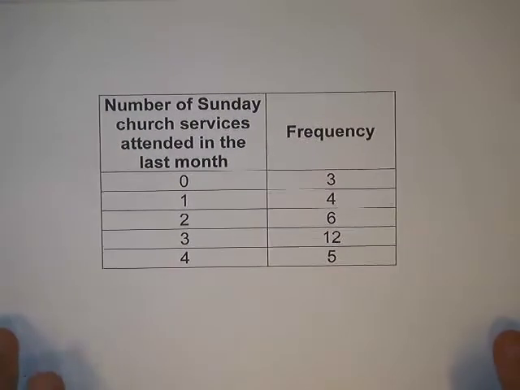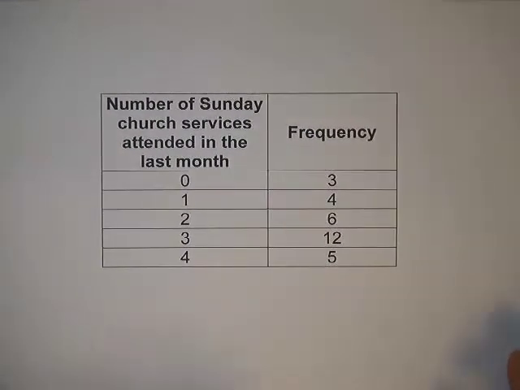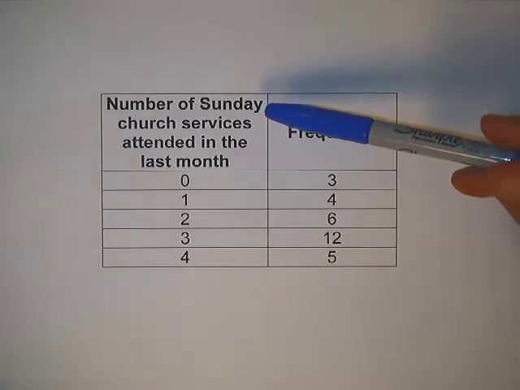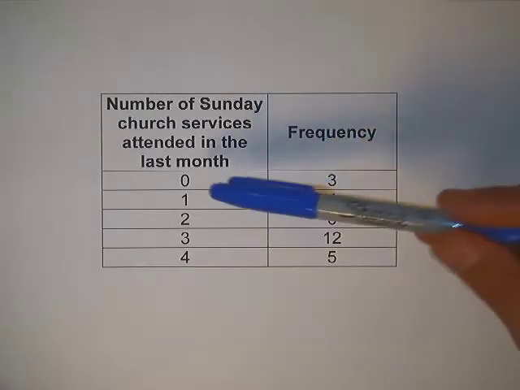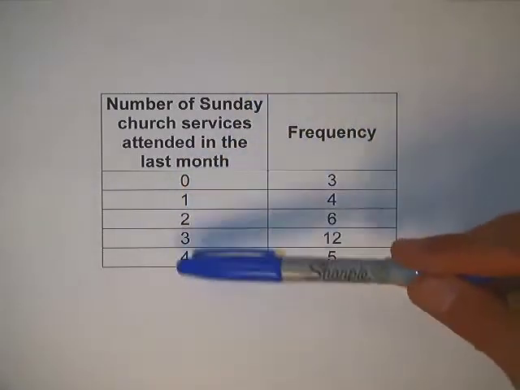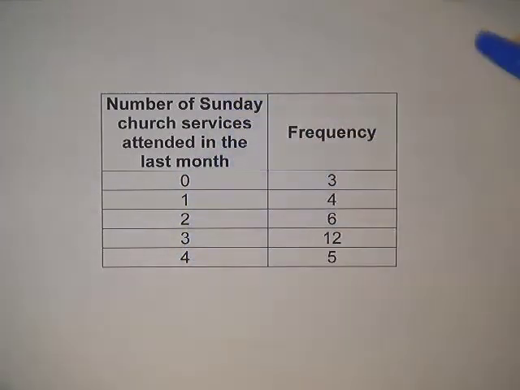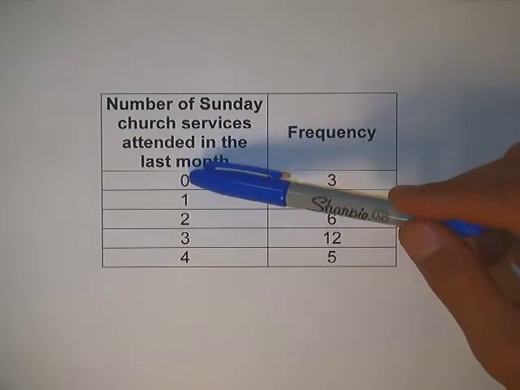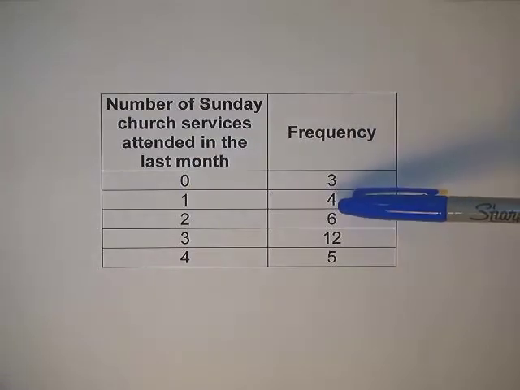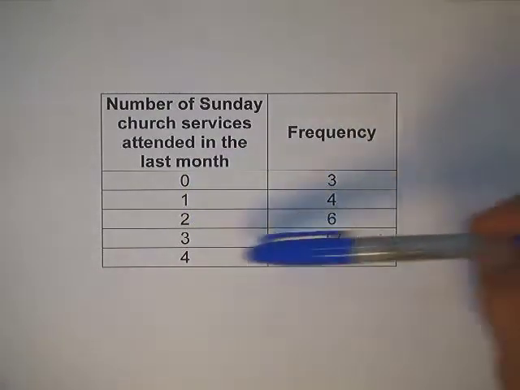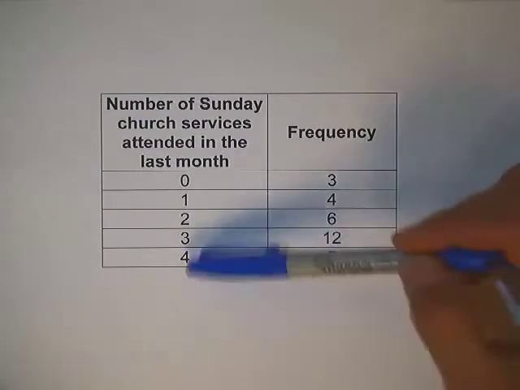So the data here is presented as a frequency table. As you notice, the variable here is the number of Sunday church services attended in the last month, so 0 through 4, since in this specific month there were 4 Sundays. And then the frequencies for each. There are 3 people that did not attend any Sunday services, 4 that attended 1, 6 that attended 2 services, 12 that attended 3 Sunday services, and 5 that attended 4.